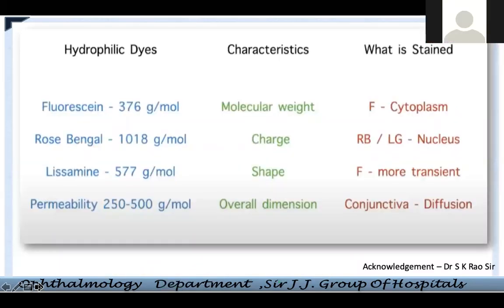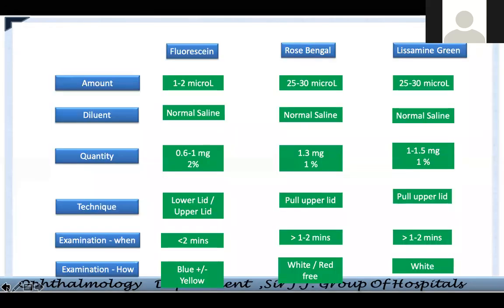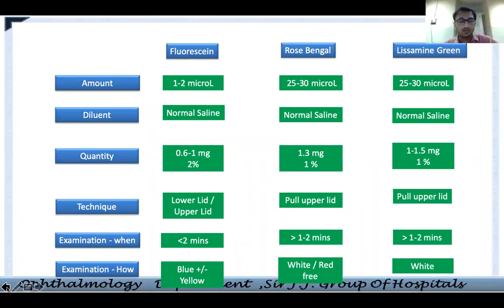Sumit, yes, could you just tell them what is the color of each filter? What is the color of the red free filter? What is the color of the white filter? What is the color of the blue filter?